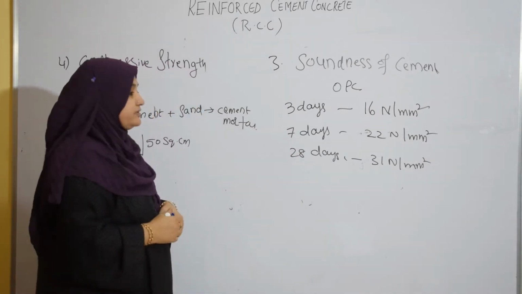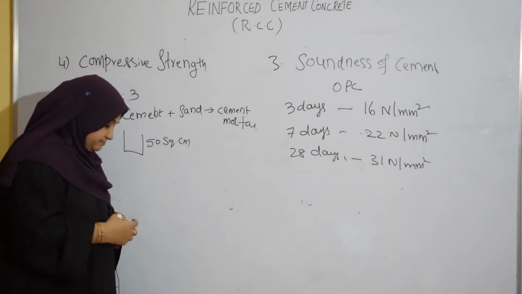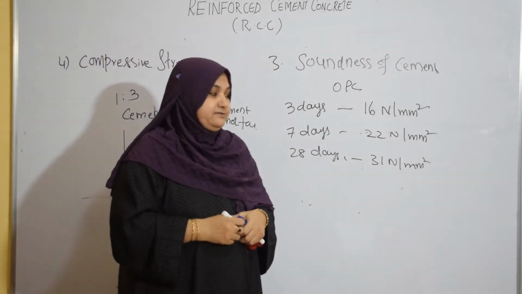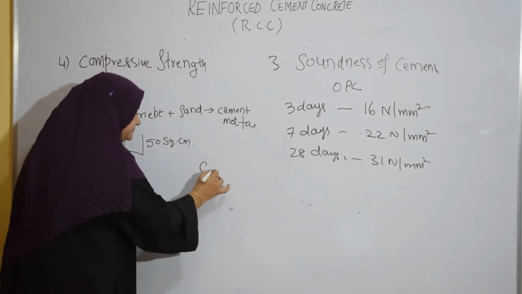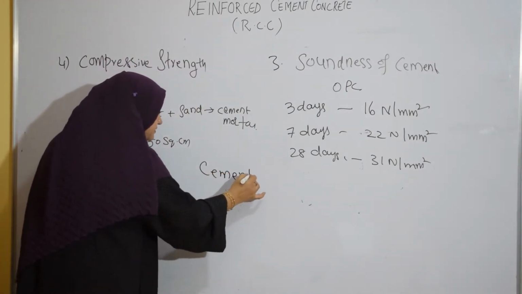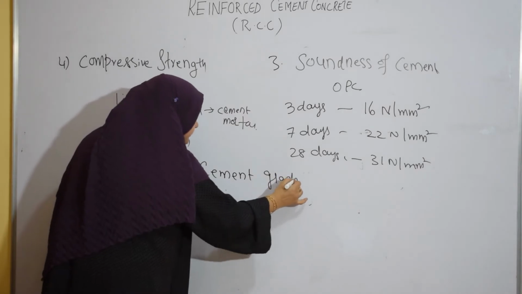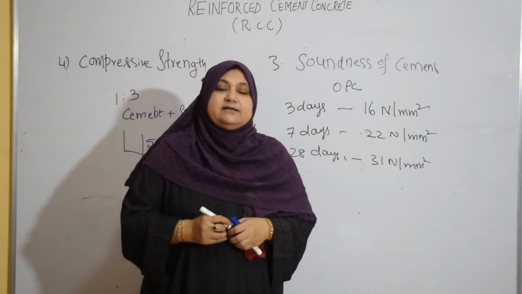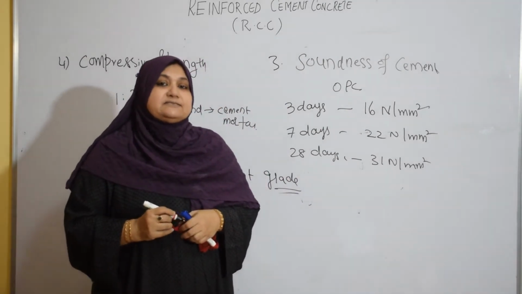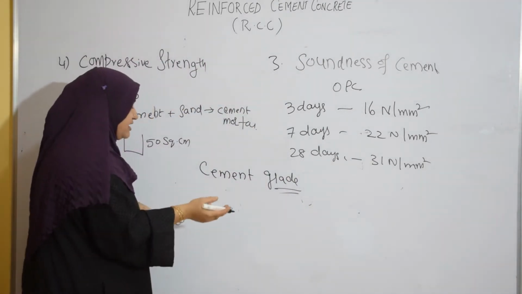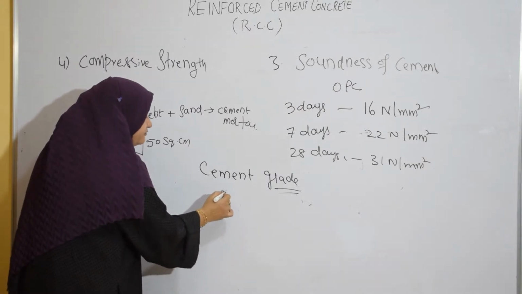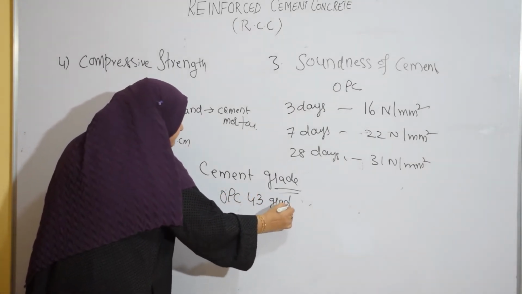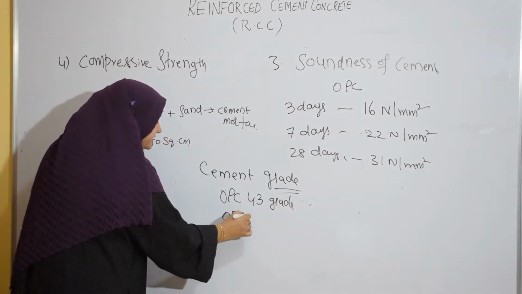Now when we go to the cement purchase, we purchase the cement by designating it with a grade, that is called cement grade. We designate it by a number, that is called grade, cement grade. This cement grade indicates its compressive strength. Like when we go and purchase the cement, we tell them to give OPC 43 grade, or we say OPC 53 grade.